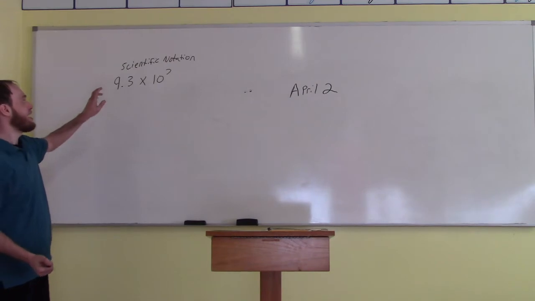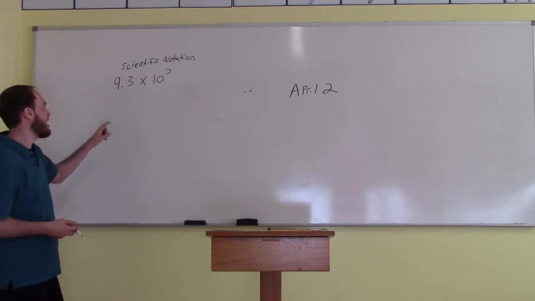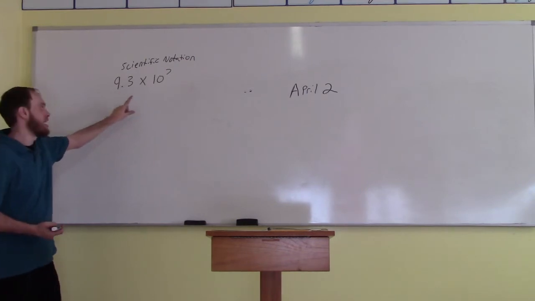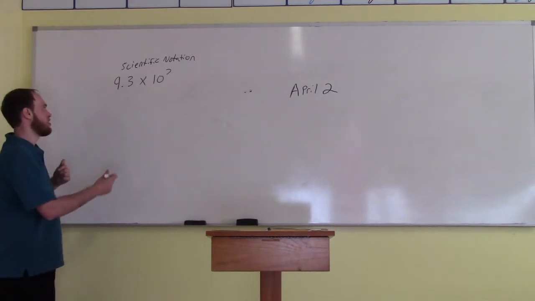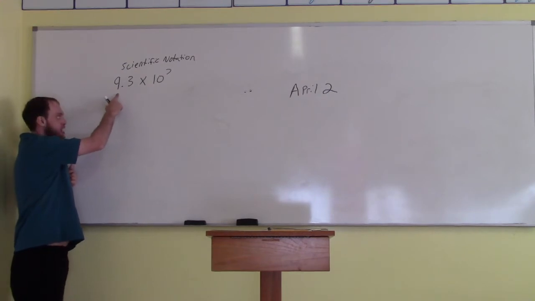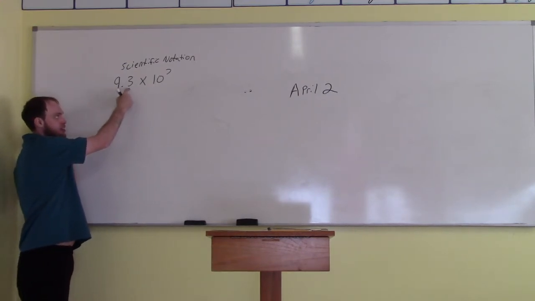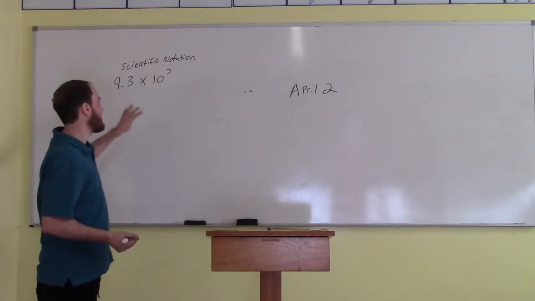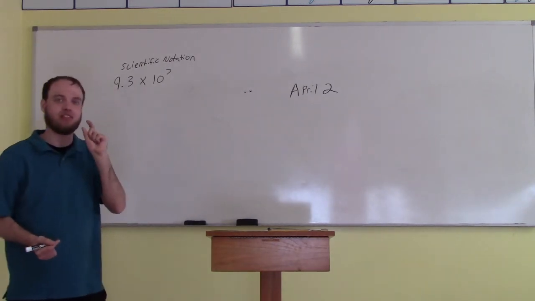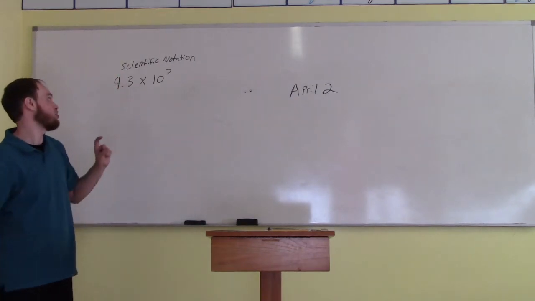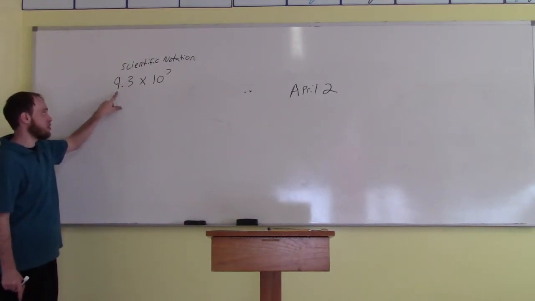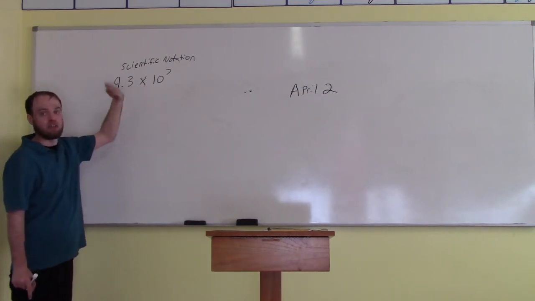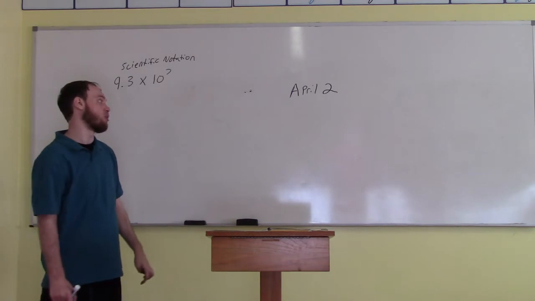Scientific notation is basically always going to have a whole number, some number 1 through 9, with a decimal point, then another number, times 10 to some power. You just have to be able to identify the form of scientific notation. Again, it's some number with a decimal, then another number, times 10 to some power. That is the form.